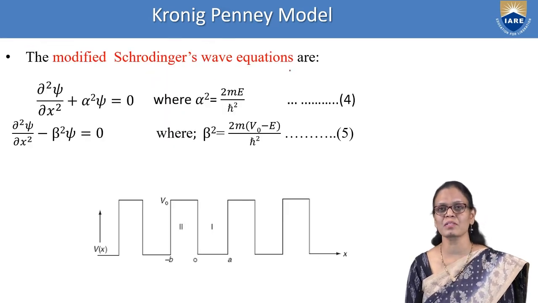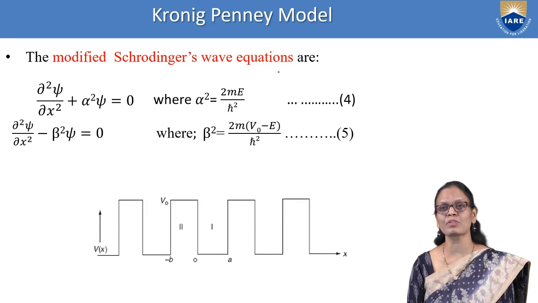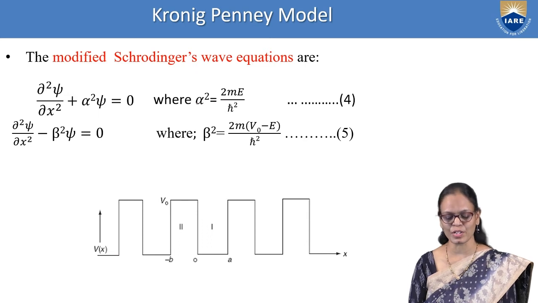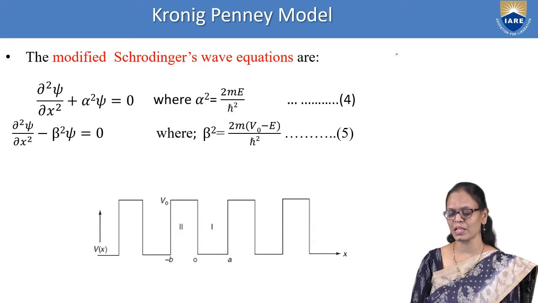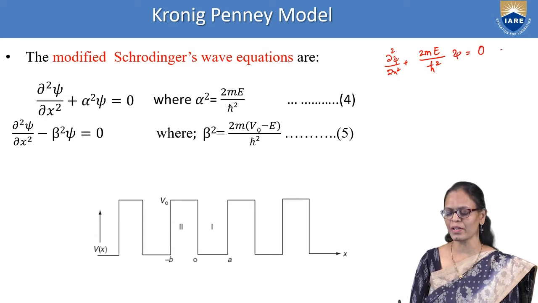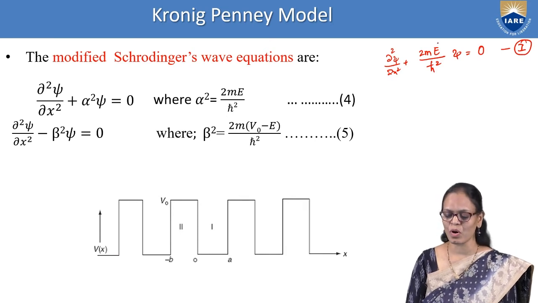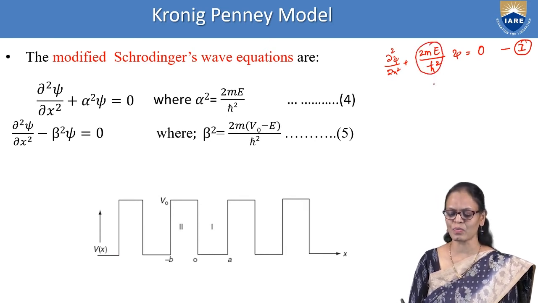Now these equations can be modified because we have too many constants. We can simplify and write the equations by substituting alpha square is equal to 2me by h cross square, because in the first equation we had dou square psi by dou x square plus 2me by h cross square psi is equal to 0 in region 1. This is for region 1 when we have put V is equal to 0. So for all this 2me by h cross square, I will put alpha square.